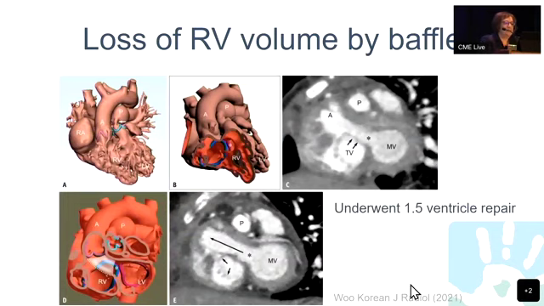So this patient, because of that, actually underwent a 1.5 ventricle repair. You can see the LV tunneled over to the aorta in this long tunnel. There's no obstruction right here, but there is loss of volume in the right ventricle, as you see right here, because of that tunnel.